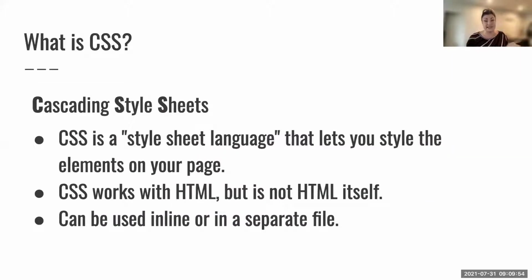So what is CSS? CSS is an acronym that stands for Cascading Style Sheets. It's used to define styles for your web page, including the design, the layout, variations in display for different devices and screens. If you've heard people mentioning responsive design, that's what that means.